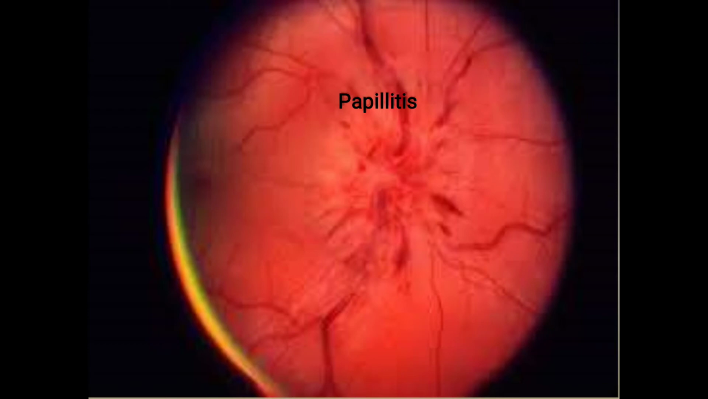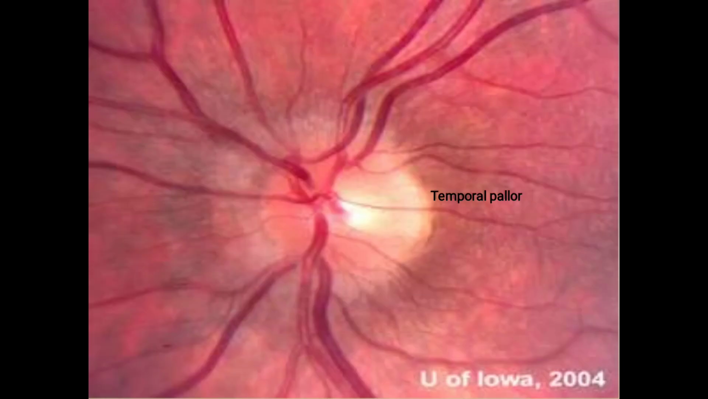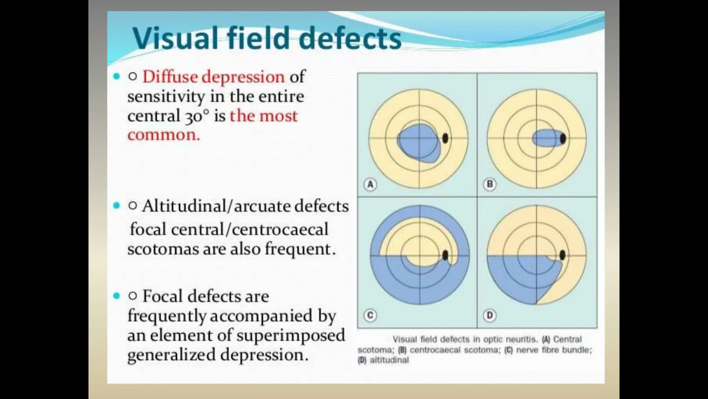So this is a slide showing papillitis. You can see that you cannot make out the disc margin at all in this slide. The disc is swollen, the disc surface is red in color, and there is tortuosity of the blood vessels around the disc. There are some hemorrhages around the disc also. So this is temporal pallor, which is suggesting to us that there may have been a previous attack of retrobulbar neuritis.